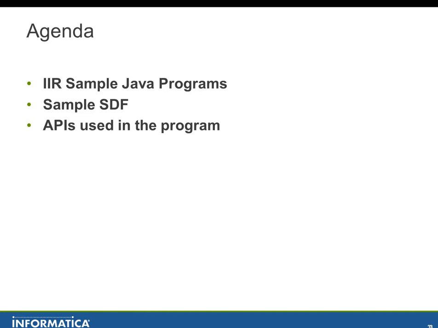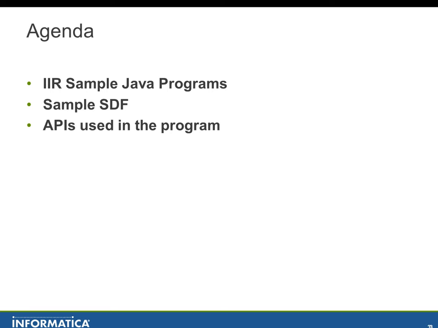When you install IIR, we ship sample programs which contain the basic APIs for different languages. If you're planning to use the C language, you can refer to the C sample programs. We do have sample programs for PL/SQL, Java, Perl. So based on your requirement, you can just refer to the respective folder. But for this session, we'll just talk about the Java sample programs which are bundled as part of the installation.